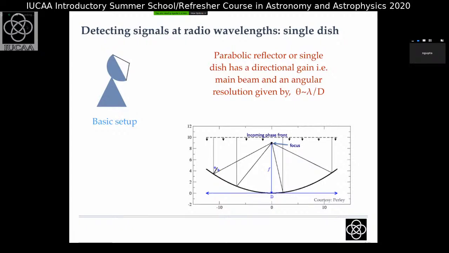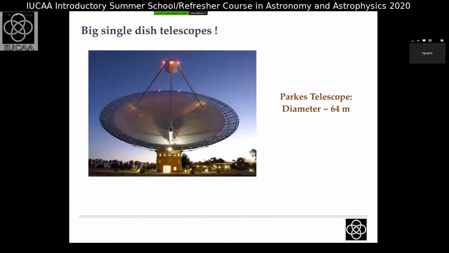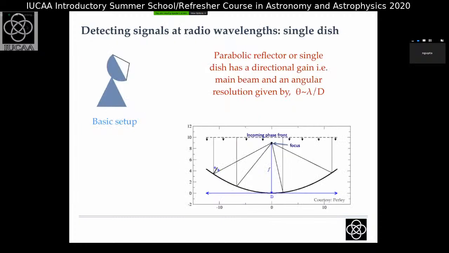And at the focus, the detector would just be a simple dipole or a horn antenna in this case, where I'm collecting this signal. So what advantage do I get from this? This dish gives the advantage of having a directional gain, which comes directly from the resolution being proportional to lambda by D, right? Lambda here is the wavelength at which I'm carrying out the observation, and D is the aperture of the dish or the diameter of the dish, as shown here.